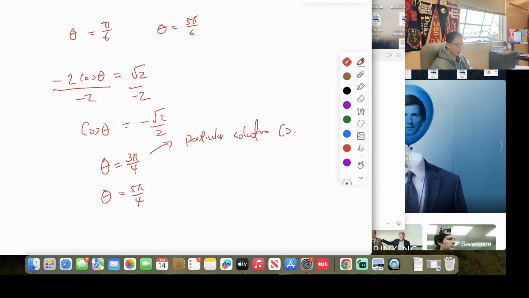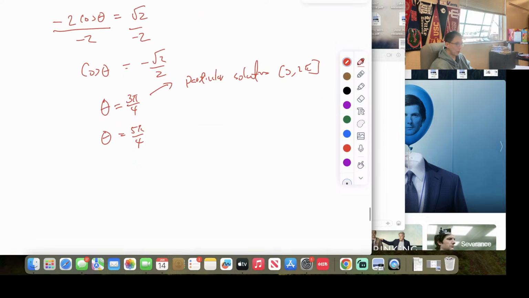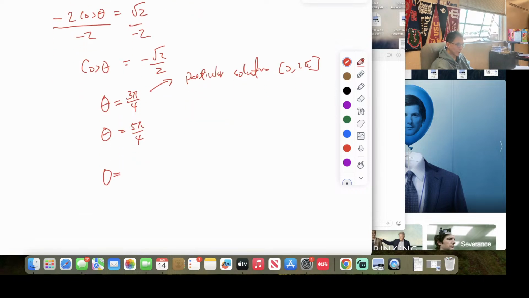Now, particular solutions are between 0 to 2 pi. What about an infinite amount of solutions? Well, this is called a general solution: 3 pi over 4 plus 2n pi. And this is the general solution. What do you mean by general? Because n is any natural number. N stands for natural number, and has to be an integer.